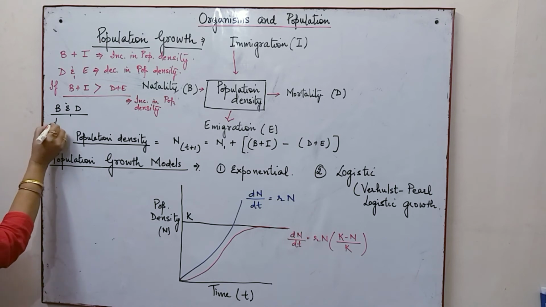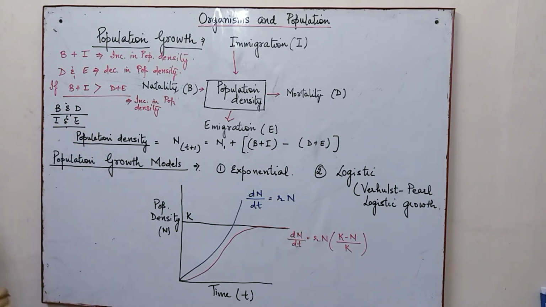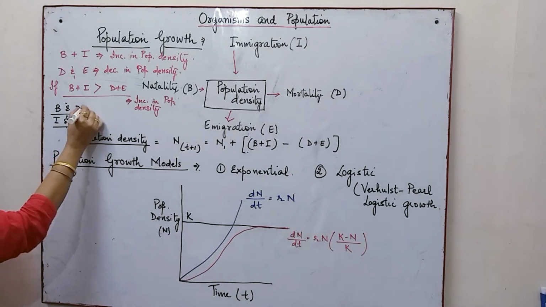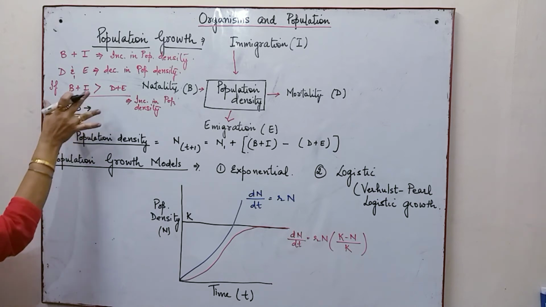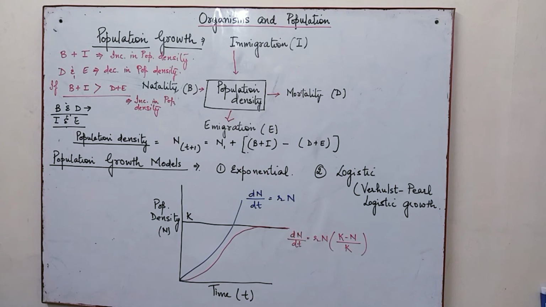Whereas the immigration and emigration play a major role where the colonies are developing new or newly developing habitat. So B and D for the habitats which are already developed, and I and E for the areas where the habitat is still in the process of developing.